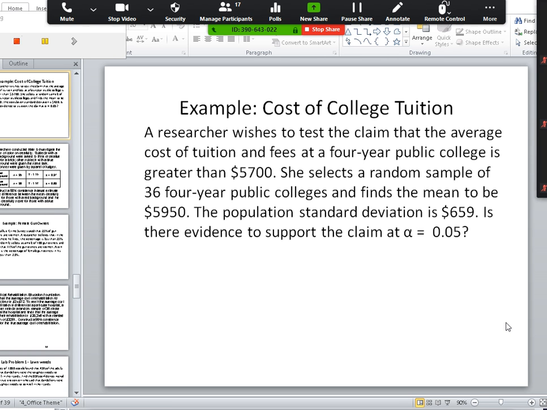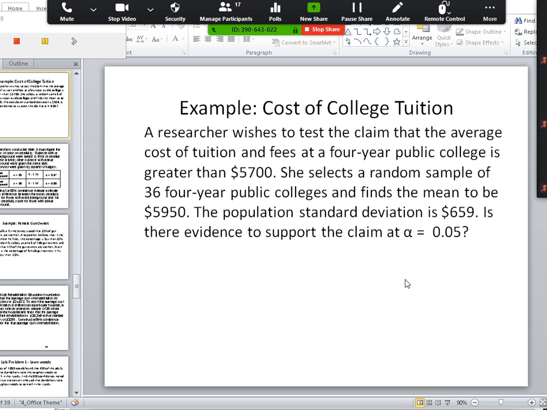A researcher wishes to test the claim that the average cost of tuition and fees at a 4-year public college is greater than $5,700. She selects a random sample of 36 4-year public colleges and finds the mean to be $5,950. The population standard deviation is $659. Is there evidence to support the claim at alpha equals 0.05?